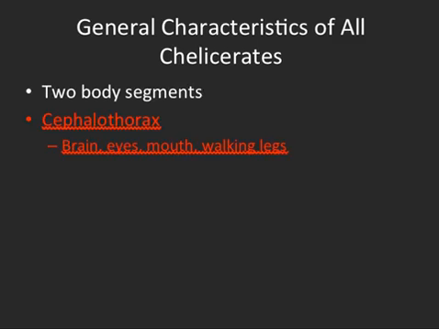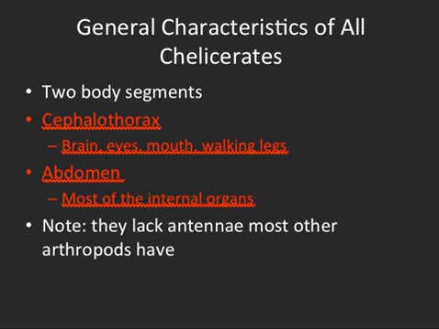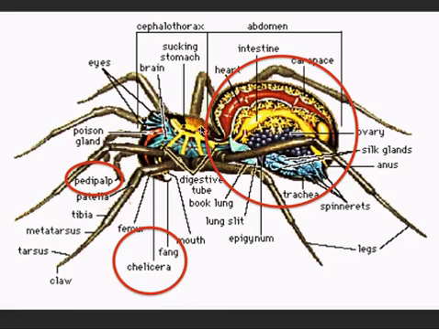And the first is called the cephalothorax. And the cephalothorax contains the brain, eyes, mouth, and walking legs. And then the next segment is called the abdomen, and that's where most of the internal organs are located. And just as a side note, chelicerates are lacking antennae that most other arthropods have, like insects and crustaceans. And so that's just another reason they're grouped together. So here's the cephalothorax. It contains the mouth, the brain, the walking legs, and then here's the abdomen, which contains most of the internal organs.